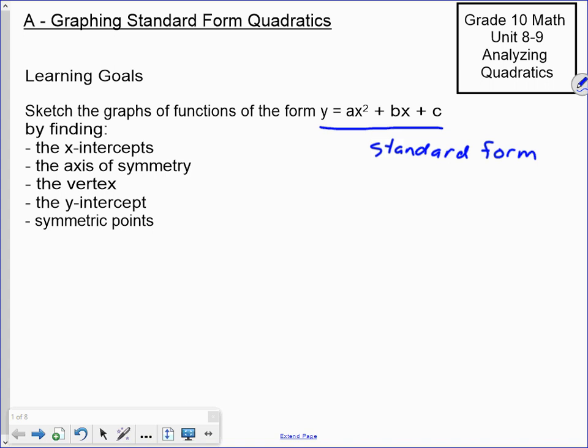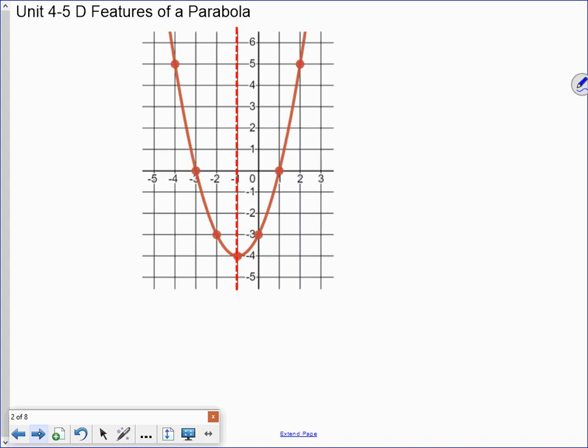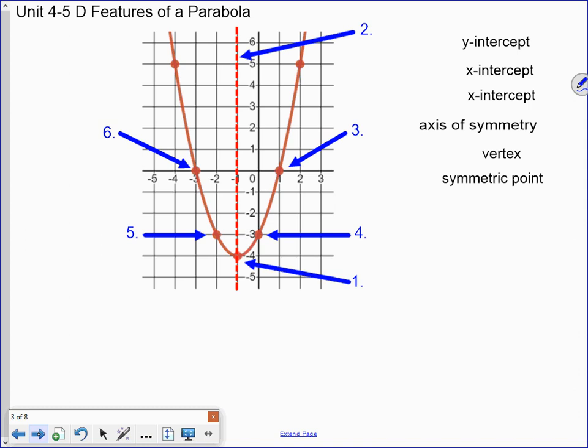Because back in Unit 4.5, what we were doing was we had a graph, and we were figuring out what all of these things were from the graph. In this section, we're going the other way around. We're going to find all of these things algebraically, and then we're going to use them to draw the graph. So our graph, we know, is going to look like this. It is going to be a parabola, and we know that parabolas have a bunch of different features. So let's just refresh our memory on what all of these features are.